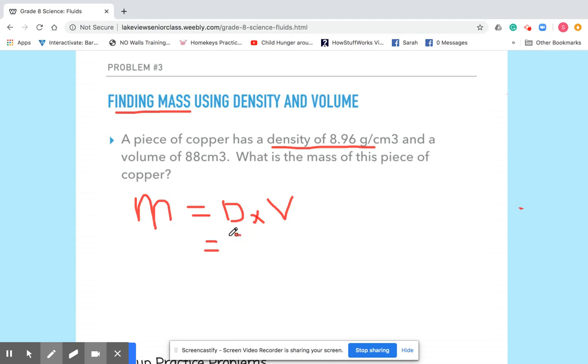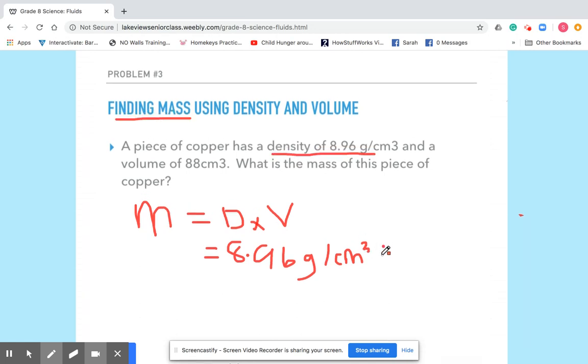Right, so I have 8.96 grams per cubic centimeter. And I'm going to multiply that by the volume. And the volume here is 88. I'm going to put in my 88 cubic centimeters.